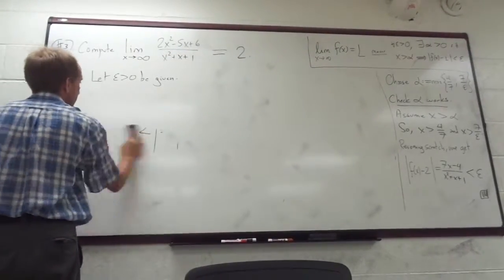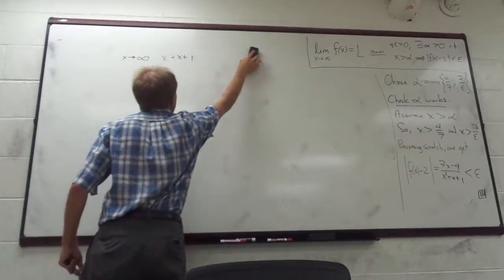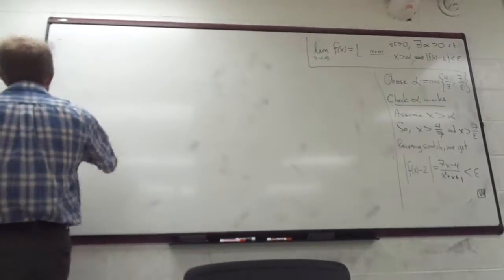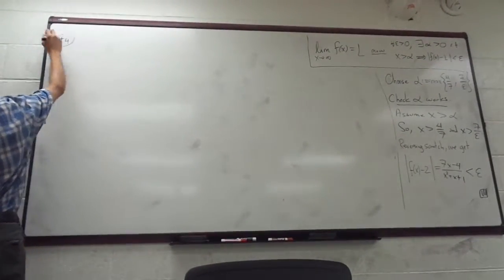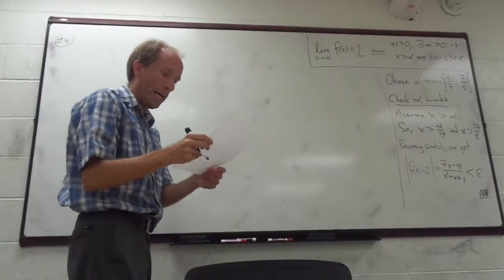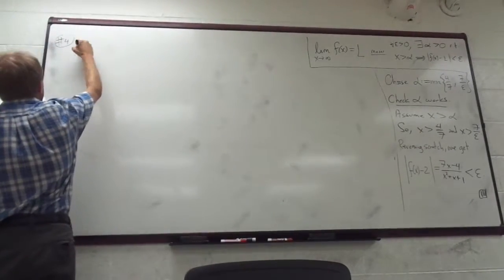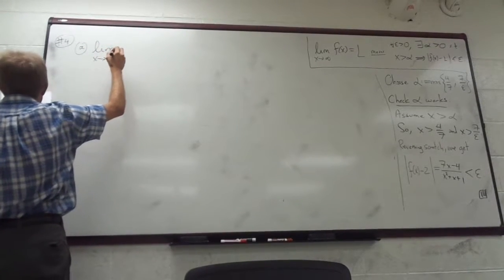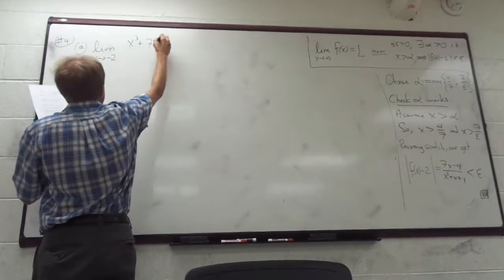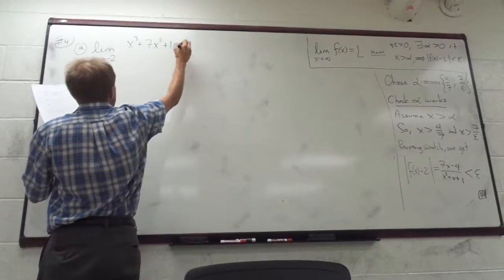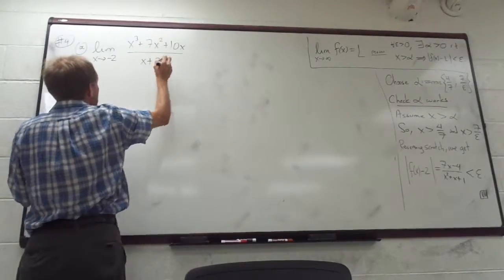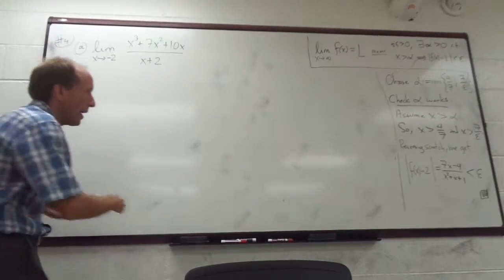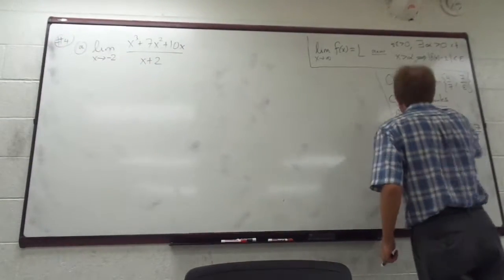Okay, couple more problems here. Let's do number 4. Determine whether or not these limits exist and then give a proof either way. So the first one, part A here, is the limit as x approaches -2 of x cubed plus 7x squared plus 10x all over x plus 2. Okay, we'll have that as our problem.